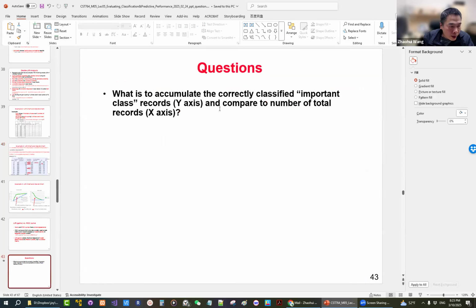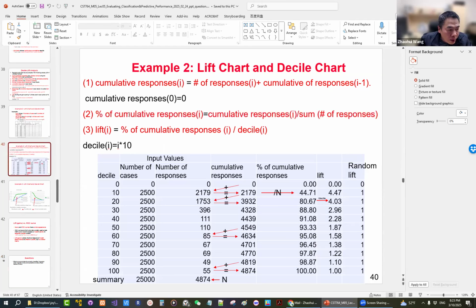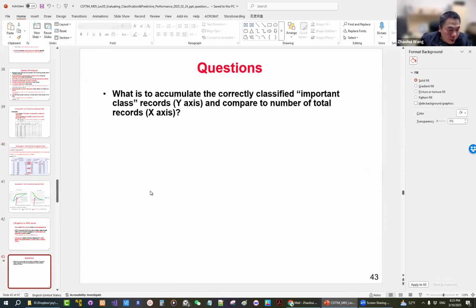Is it correct or not? It is the definition of the concept for the percentage of accumulated responses, the second equation here. Okay, we continue. Do you have any questions?